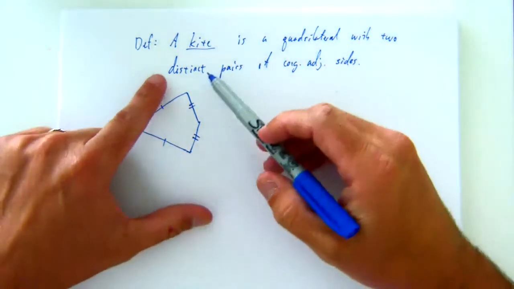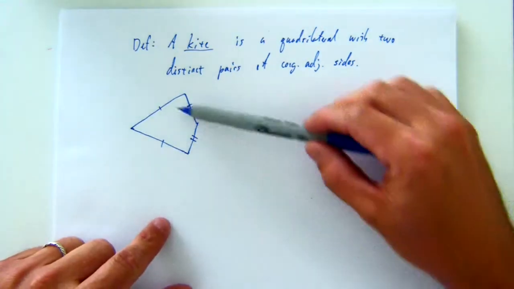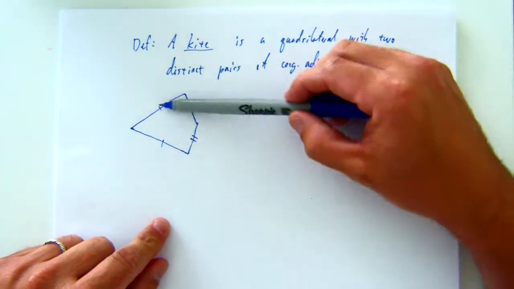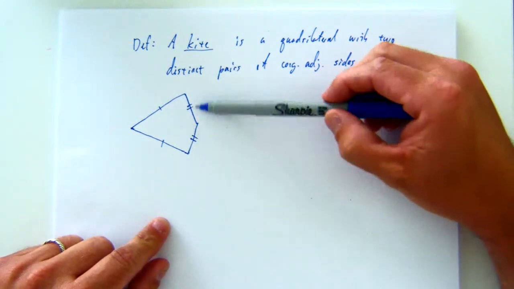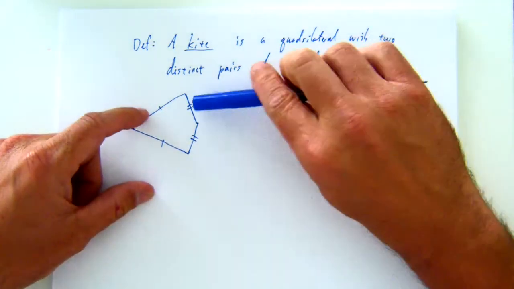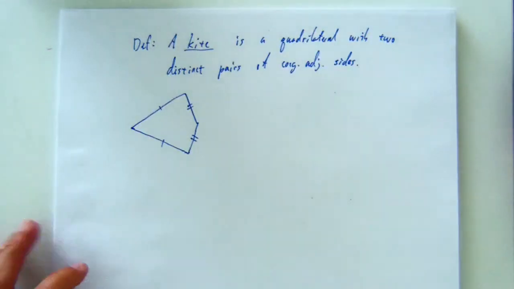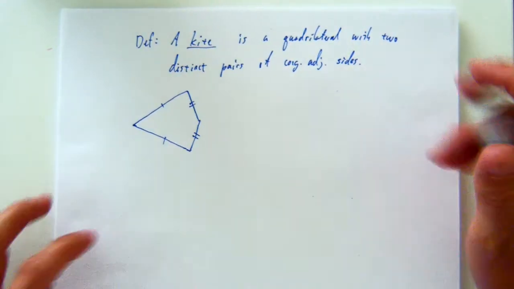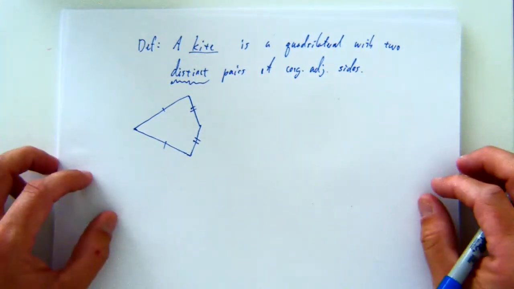Now the term distinct here is important. What that means is that this pair, though they're congruent to each other, they're not congruent to this pair. So they're two distinct lengths. If they were the same length, then we would have a different figure, which we'll learn in a few minutes. So distinct is kind of important here.